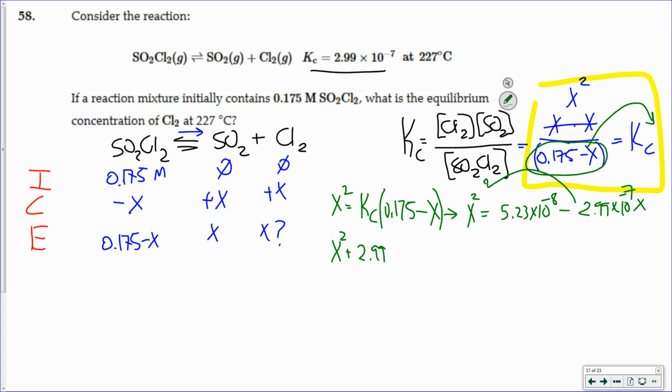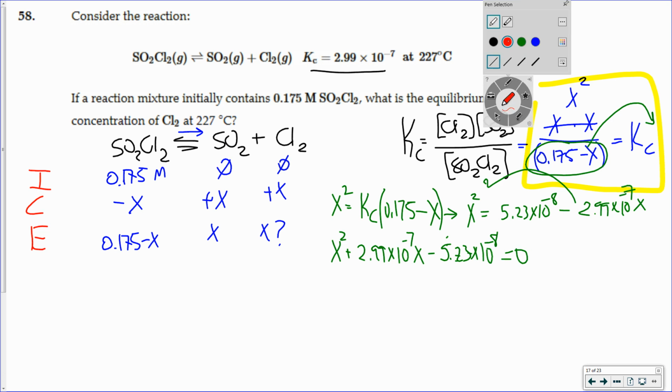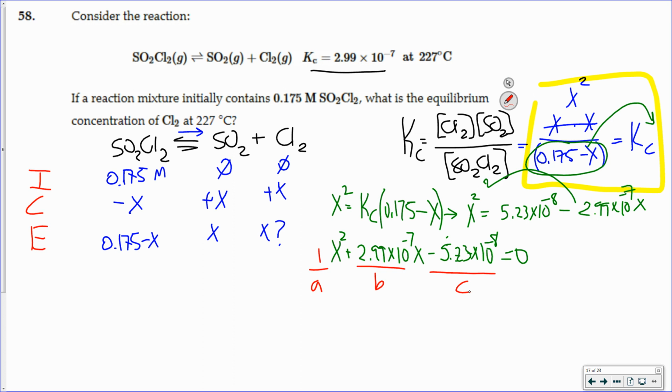2.99 times 10 to the minus 7th x. And this is positive, move to the other side, it's going to be negative 5.23 times 10 to the minus 8 is equal to 0. So now you have a quadratic equation where A is equal to 1, B is equal to 2.99 times 10 to the minus 7th, and C is equal to negative 5.23 times 10 to the minus 8.